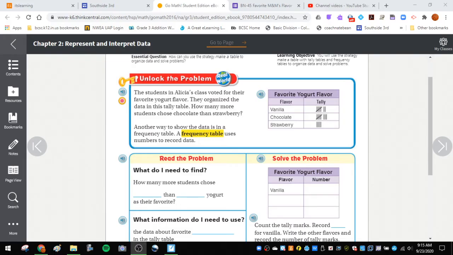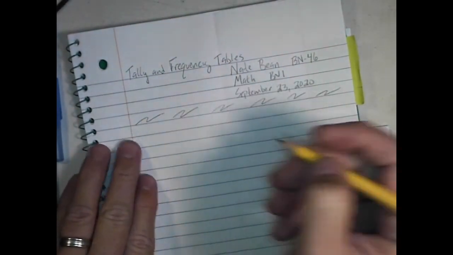Okay, so actually let's go back to the page here, and so here's an example of what a tally chart looks like. Okay, so when I come right up here, the title is going to be the title of my survey. All right, and my survey was favorite M&M flavors.